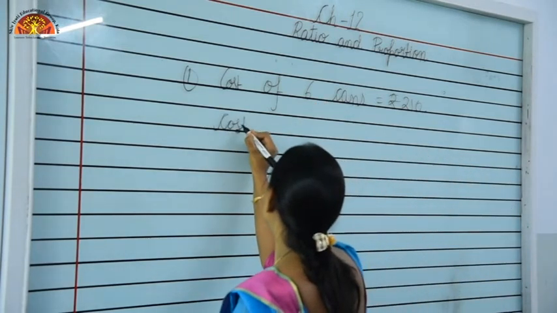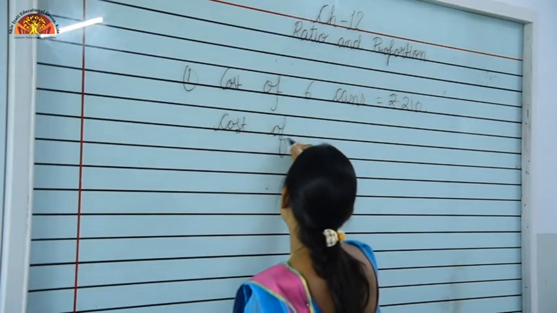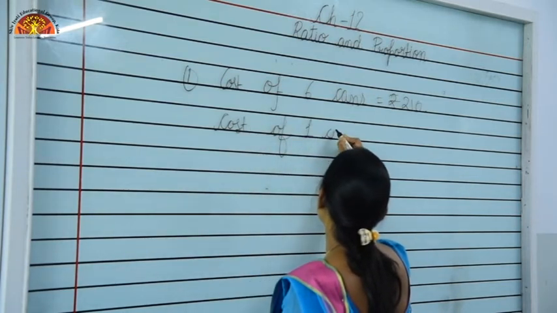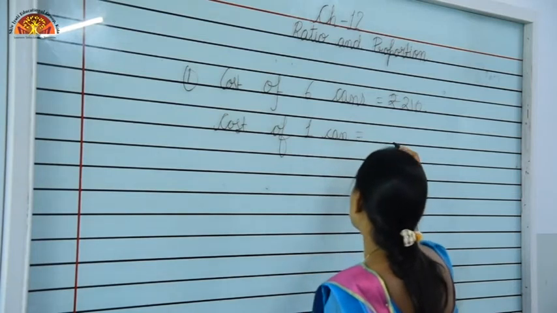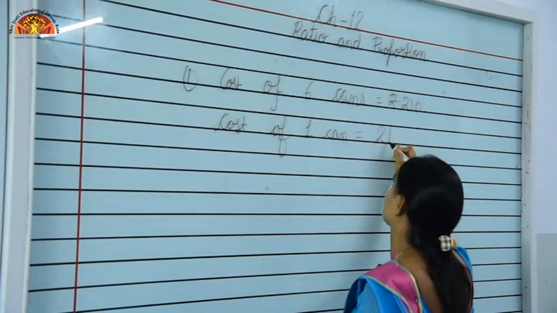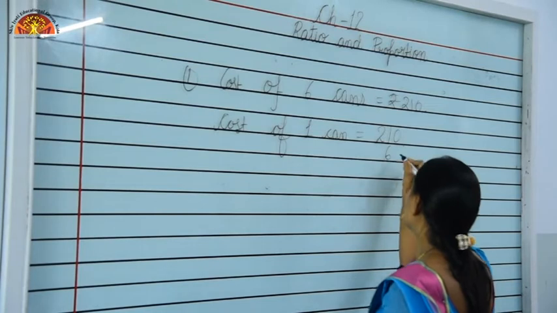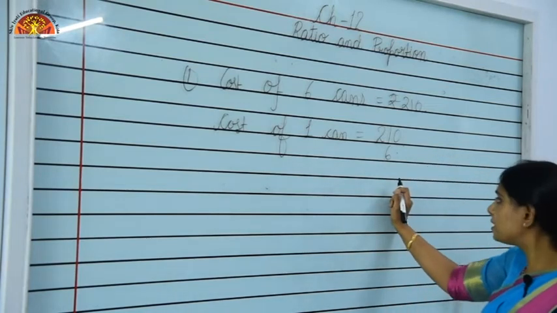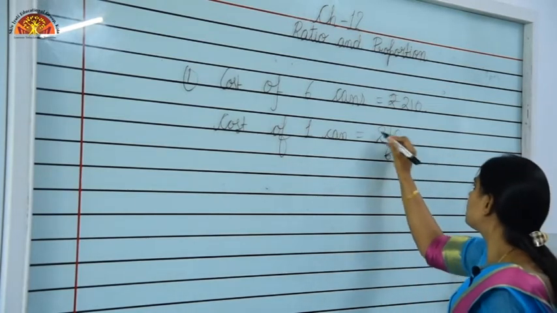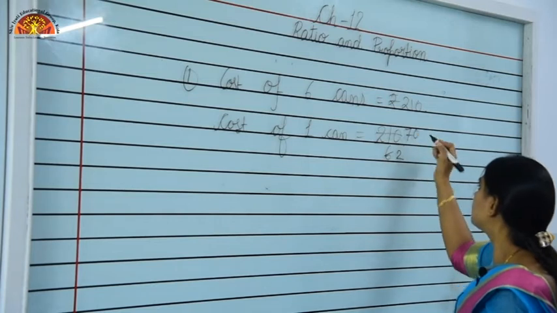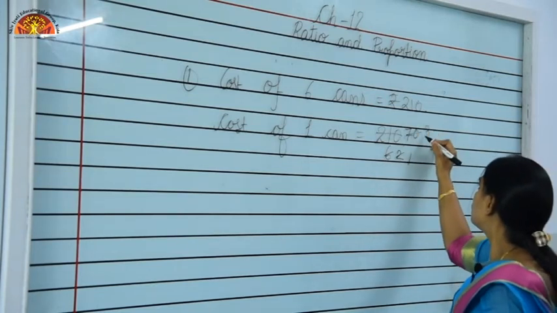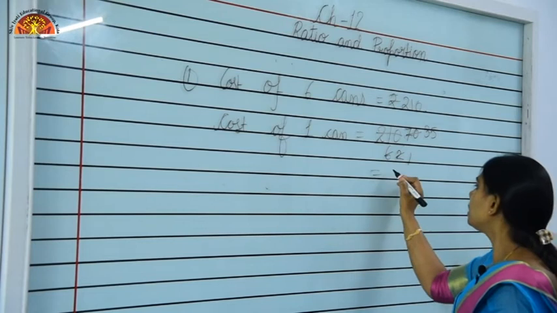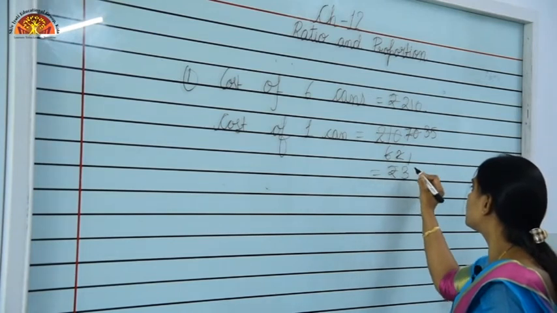Cost of 1 can is equals to 210 upon 6. So we'll just simplify this. 3 2s are 6, 3 7s are 21, 0. So cost of 1 can is ₹35.